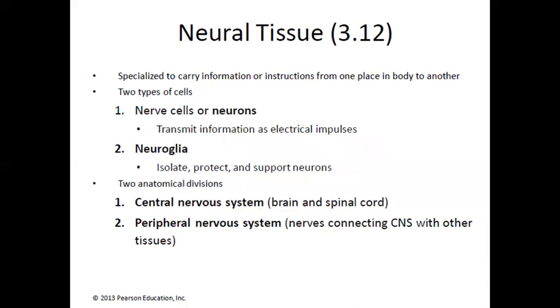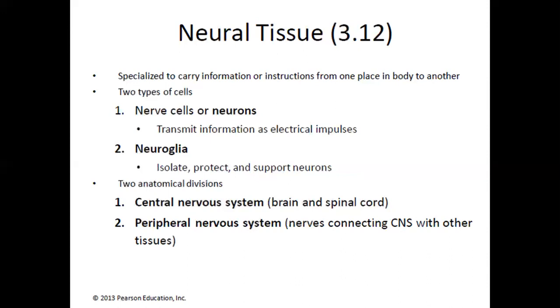Neural tissue is specialized to carry information from one area of the body to another. Neurons, the major cell type of neural tissue, can send electrical impulses, an electrical signal from one area of the body to another, to communicate. Another type of cell you can find in neural tissue is called neuroglia. There are a bunch of types of neuroglia we'll talk about later that isolate, protect, or support neurons, so in some way they help neurons do their job.